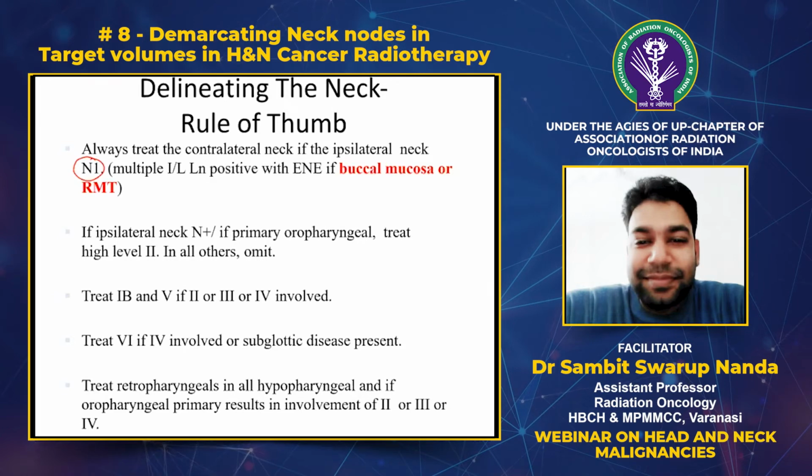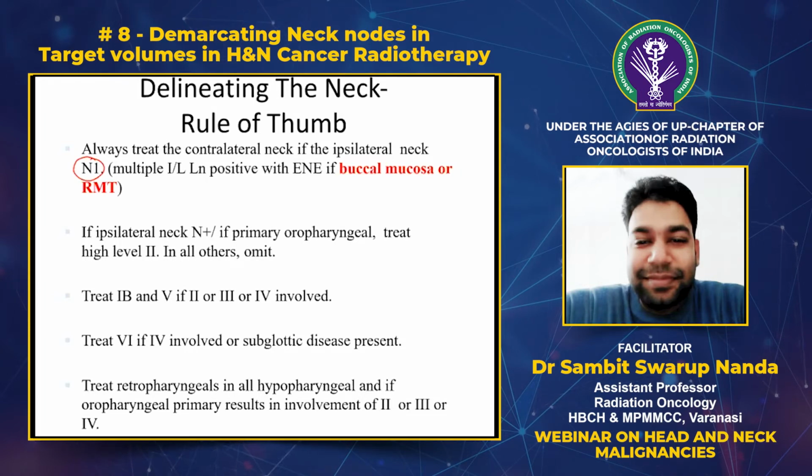If ipsilateral neck, there is N plus disease and the primary is oropharyngeal, then we have to treat the high level 2 disease. In all other, the retrostyloid group of lymph node can be omitted. We have to treat 1B and level 5 group of lymph nodes if level 2, 3 or 4 is involved with any subsite. We need to treat the level 6 group of lymph nodes if level 4 is involved. That is the bulk of the disease is below the glottis level, and if the primary is going to the subglottis region.